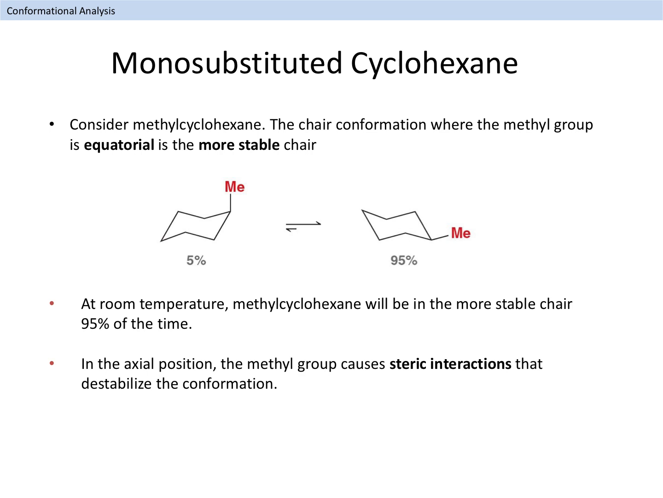Why is there an energetic preference for the methyl group to be in the equatorial position? In the axial position, the methyl group causes steric interactions that destabilize the conformation.